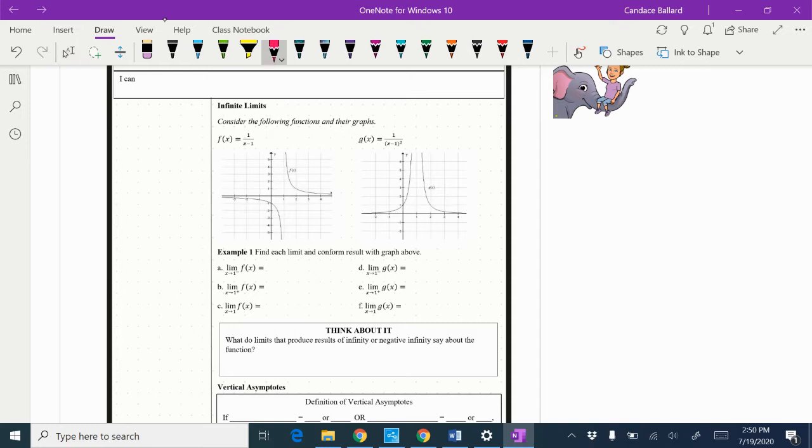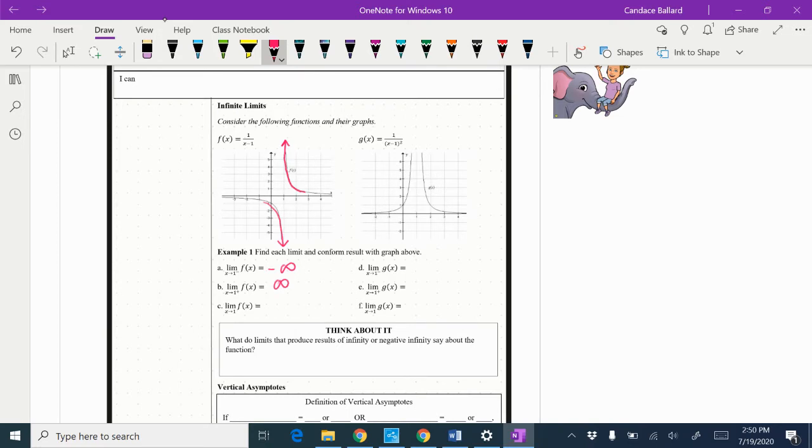So the limit as x is approaching 1 from the left, so as I'm coming at 1 from the left side of the graph, I notice I'm going down, down, down, down. The y value keeps going down, so it means it's going to negative infinity. I need to approach 1 from the right, so there's 1. I'm going to come out at my graph from the right side. I'm going up, up, up, up. That means I'm going up to positive infinity. You don't have to write the positive, but you can.